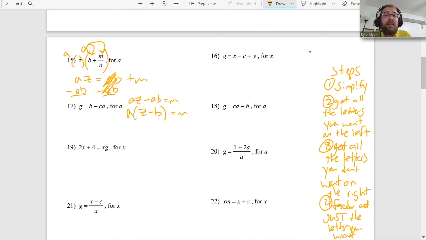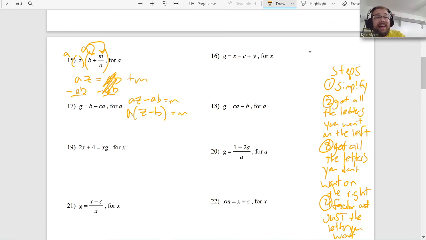Factor out the A, and then parentheses Z minus B. Okay, I'm factoring out A, which means I'm getting rid of the A in the AZ. So Z's left. And then I'm getting rid of the AB. I'm getting rid of the A in AB. So B is left. So Z minus B.